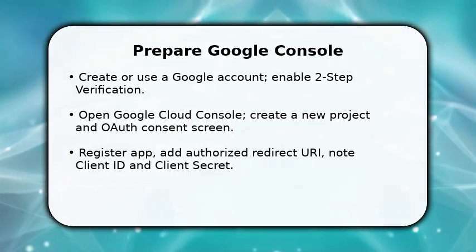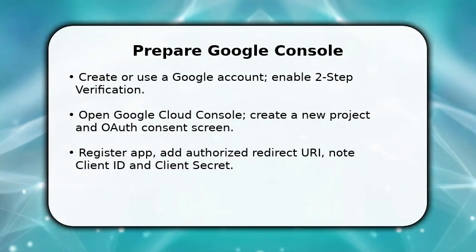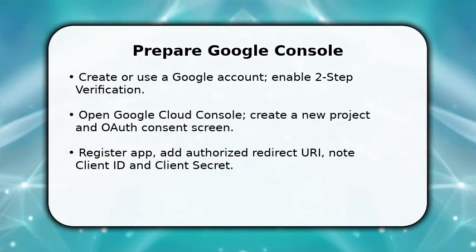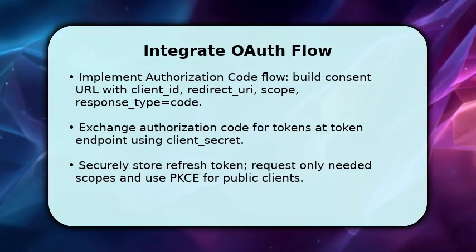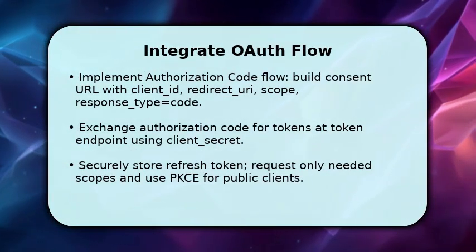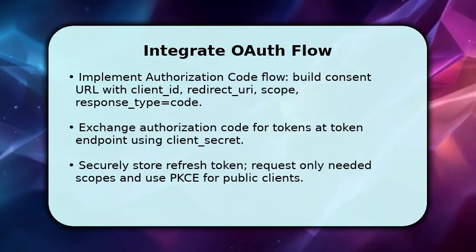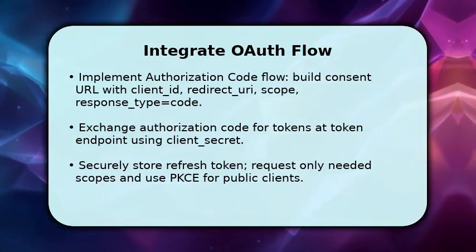You now implement the authorization code flow so users sign in securely. First, construct the consent URL including client ID, redirect URI, scope, and response type equals code. Send users there to authenticate.